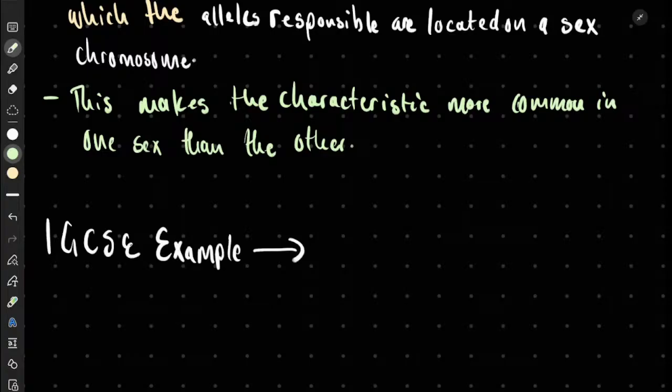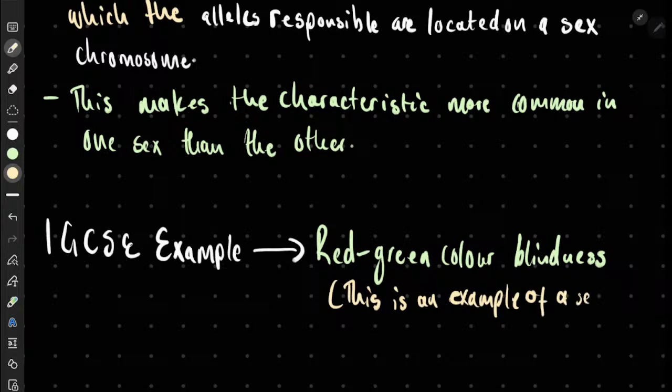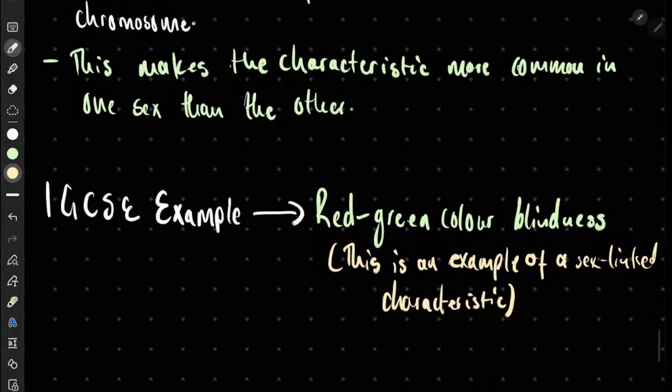So let's put it now. It's going to be this example: red-green color blindness. I want you to say this is an example of a sex-linked characteristic. It appears in one gender more than the other. Are you together?